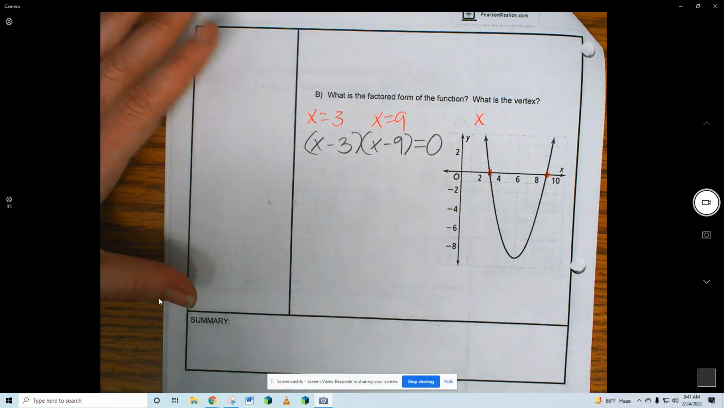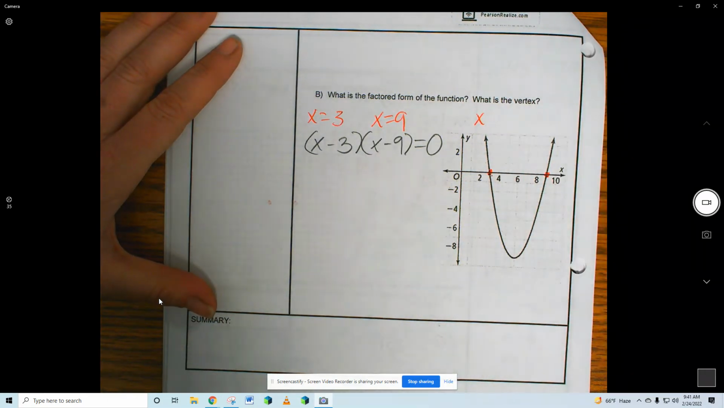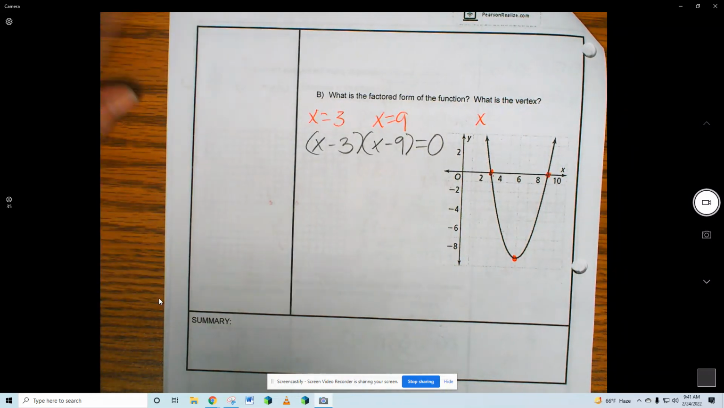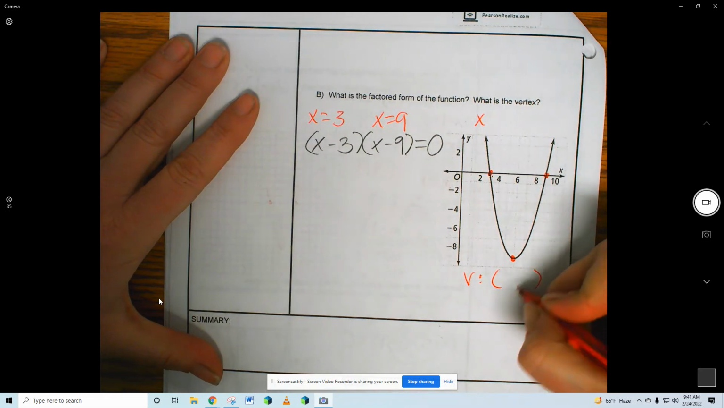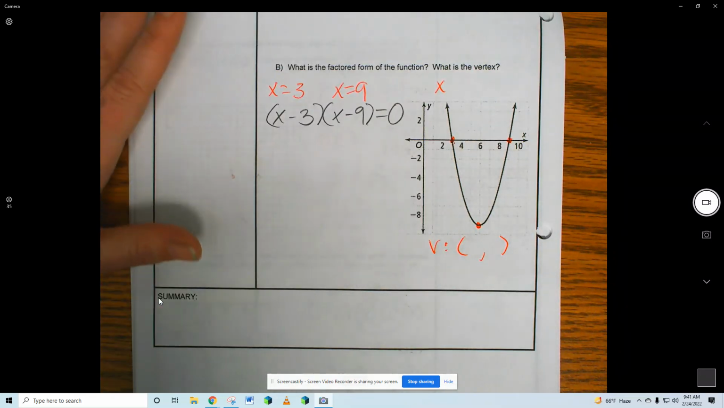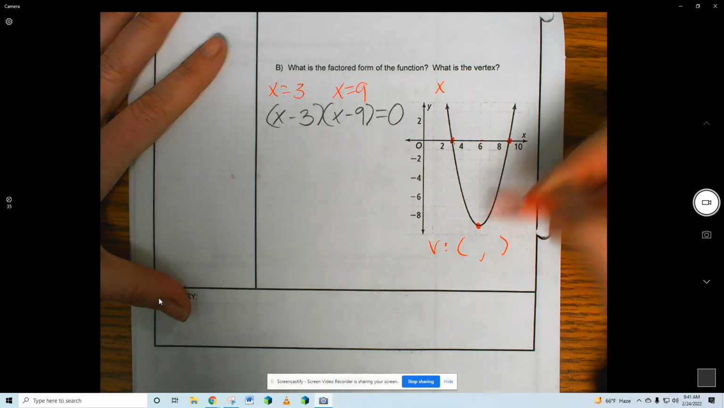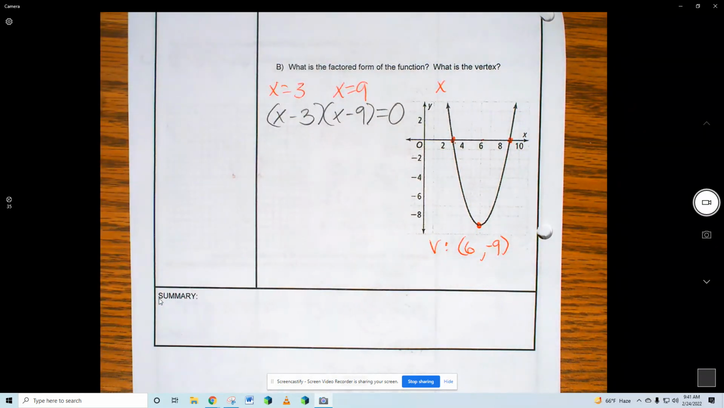Okay. Awesome. The vertex is here. It asks what the vertex is. Just look at it. What is that ordered pair? Over what and down what? Count. Over 6, down -9. Okay, that's easy. Just look at the vertex.